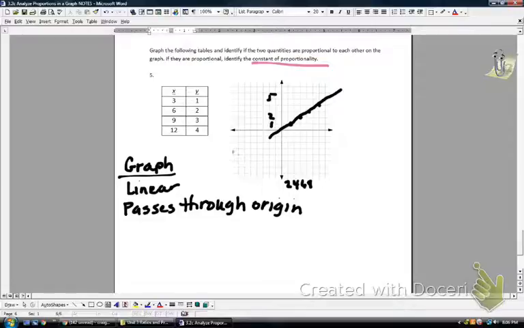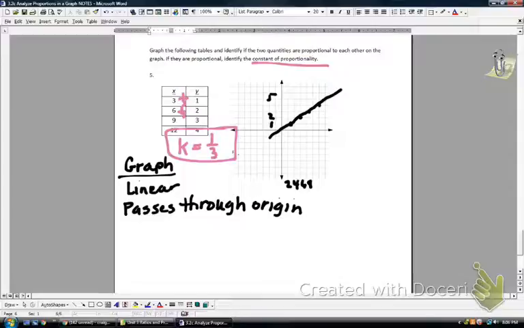And so I need to figure out what my constant of proportionality is. So 3 times what gives me 1? Well, 3 times 1/3 gives me 1. 6 times 1/3 gives me 2. 9 times 1/3 is 3, and 12 times 1/3 is 4. So my constant of proportionality is 1/3.